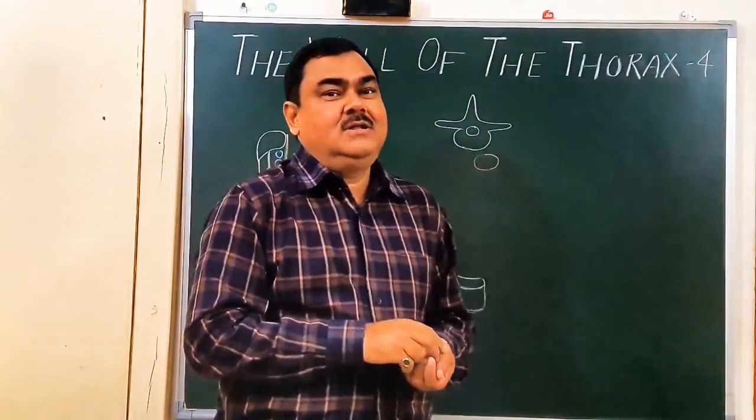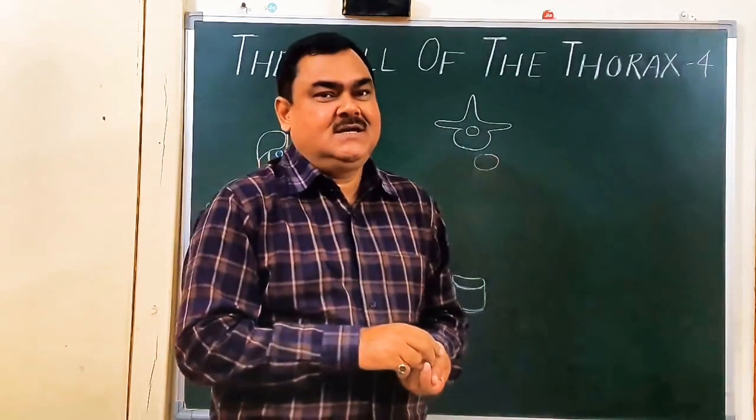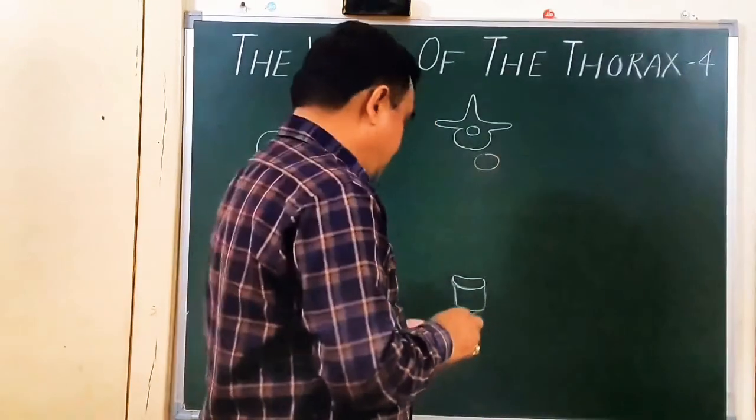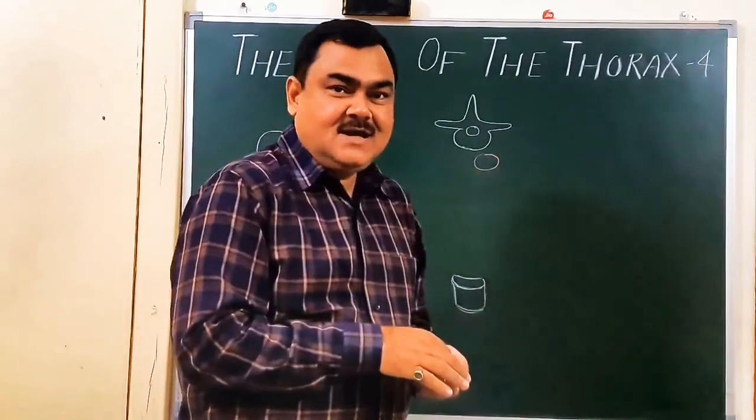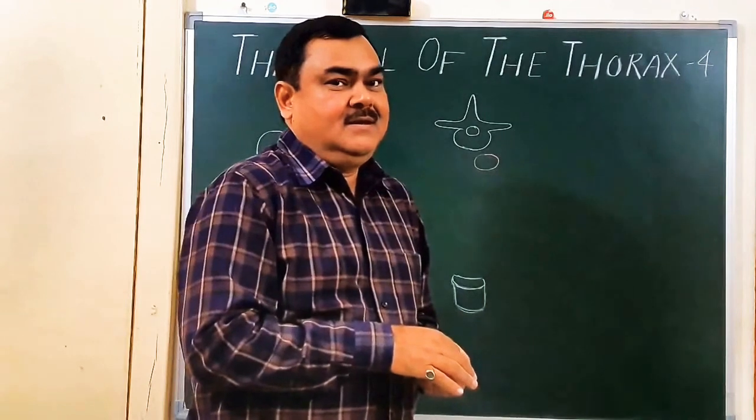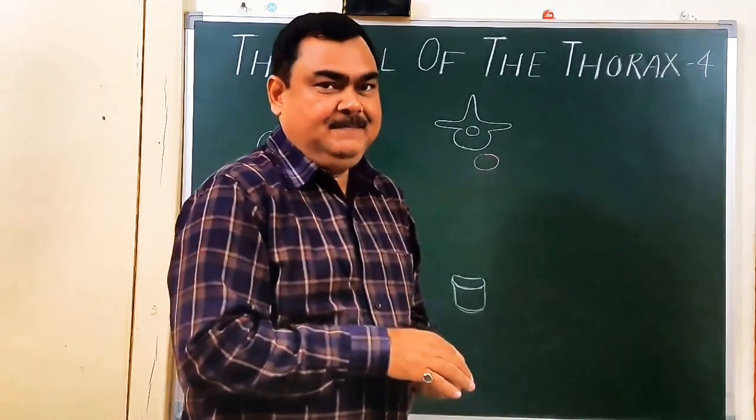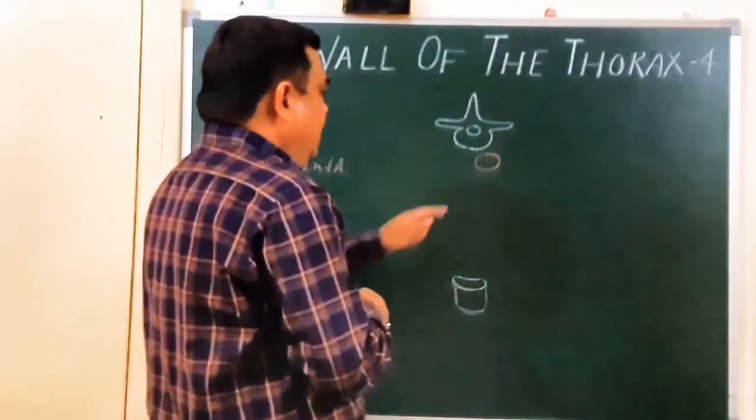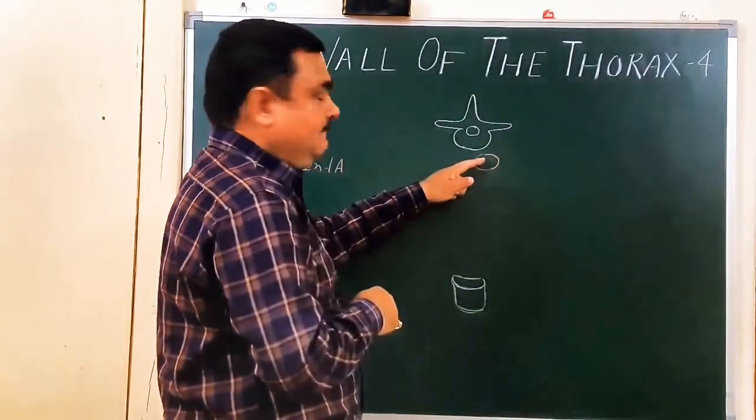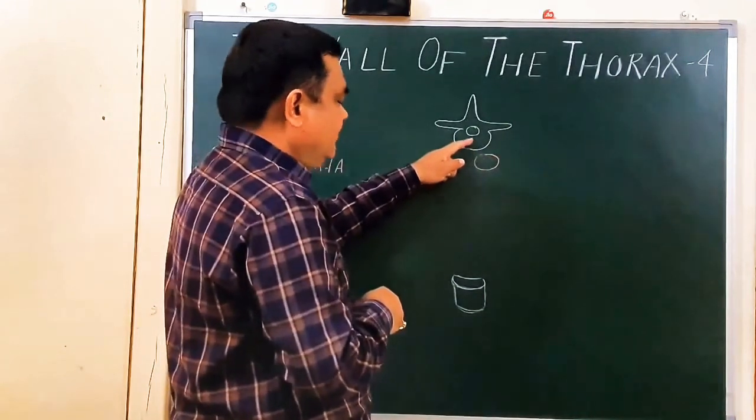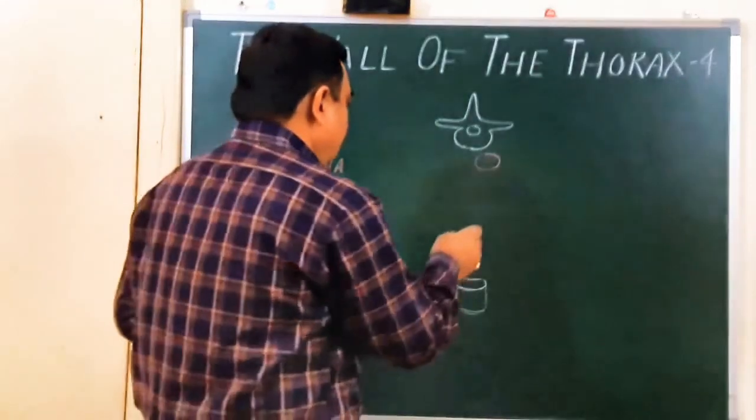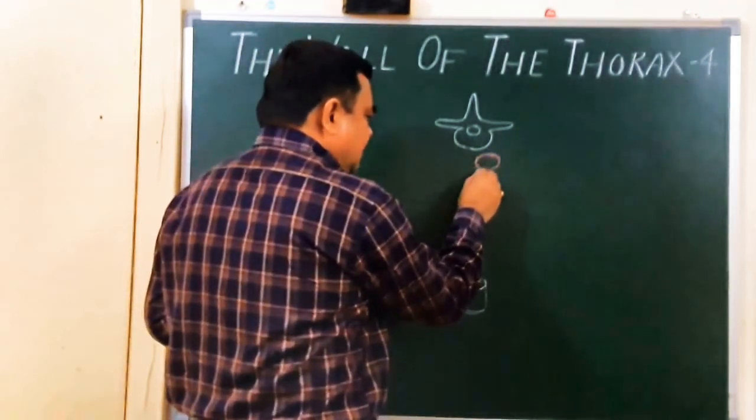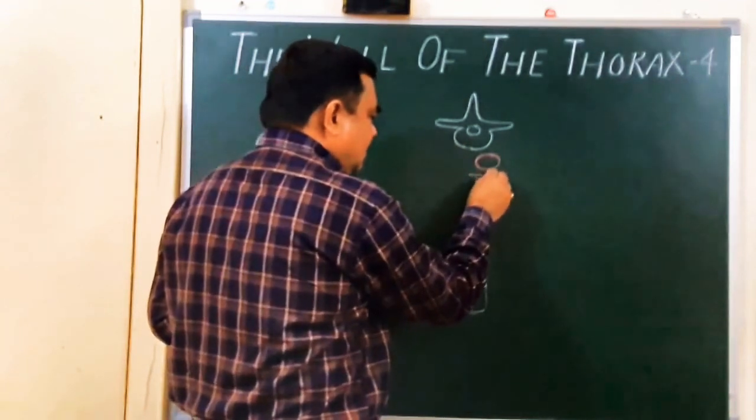As you know, there are 11 intercostal spaces on each side, and each space contains its own intercostal artery. Here, this is a transverse section of the thorax. This is the thoracic vertebra. This is the sternum. Here, this is the thoracic aorta, the descending thoracic aorta.